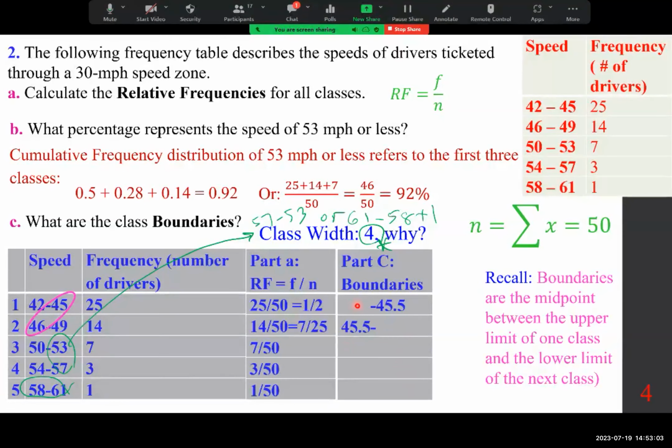What about the lower boundary of the first class? Subtract 4, 41.5. So the calculation is really not too bad. All you have to do, just do one of them with details and the rest will fall into place. Nice and easy.